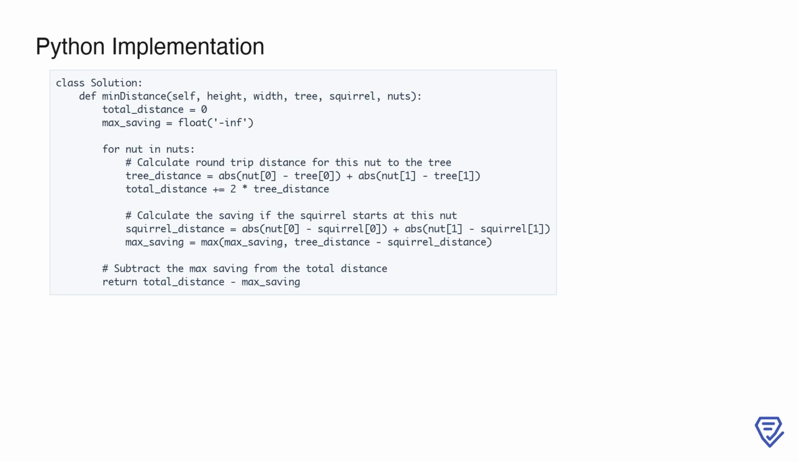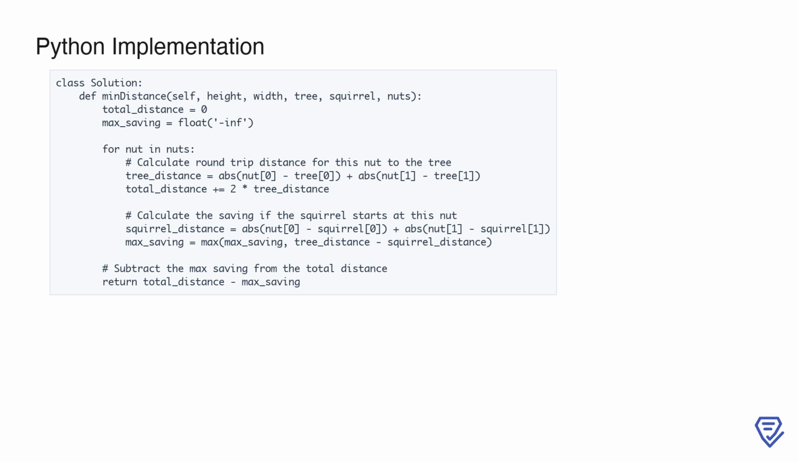3. Calculating potential savings. The distance from the squirrel's starting position to the nut, squirrel_distance, is calculated. If the squirrel starts at this nut instead of the tree, the saving is the difference between tree_distance and squirrel_distance. The max_saving is updated to track the highest saving possible across all nuts. 4. Final calculation. After calculating the total round-trip distance for all nuts, the best saving, stored in max_saving, is subtracted. This gives the minimum distance the squirrel must travel while optimizing its starting point.